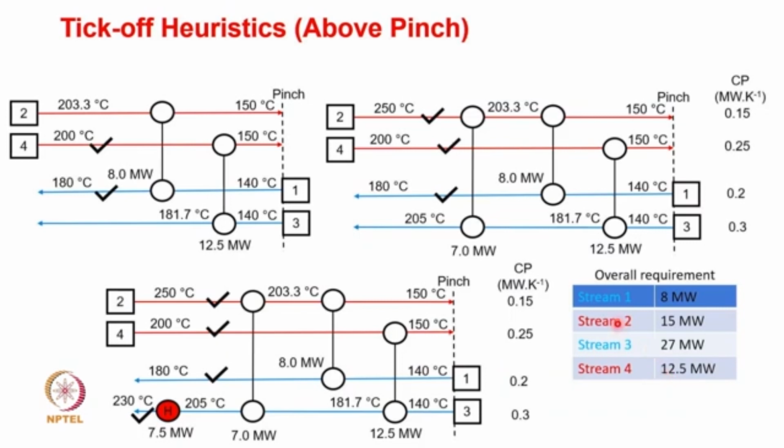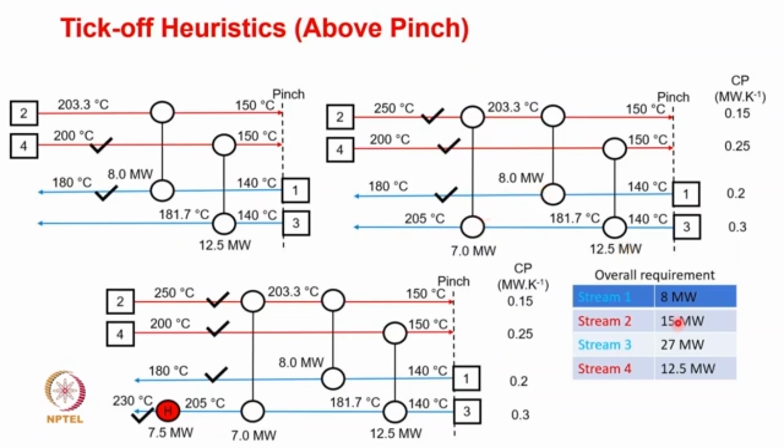So, take the stream 4 here, and you may be able to connect it with stream 3, which essentially means that stream 4 has been completely utilized. Then take the remaining stream 2, and you can connect it to stream 1 and utilize the 8 megawatt. So, which essentially means stream 1 is also fully operational. So, that is why we tick them off in the sequence, but the remaining part of stream 2 can be connected to stream 3.